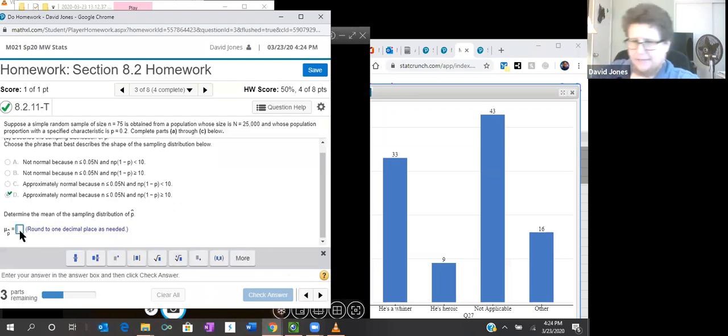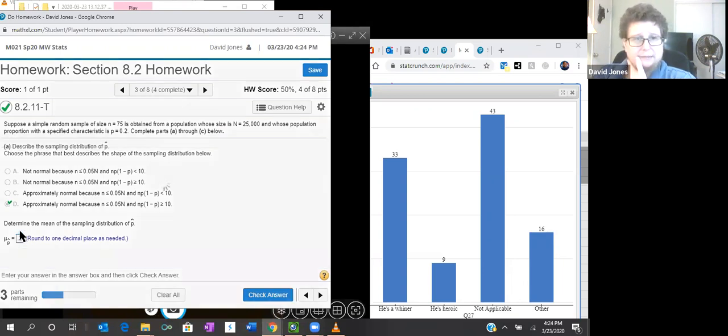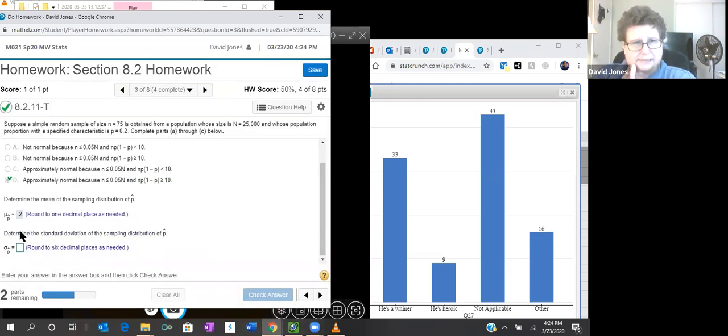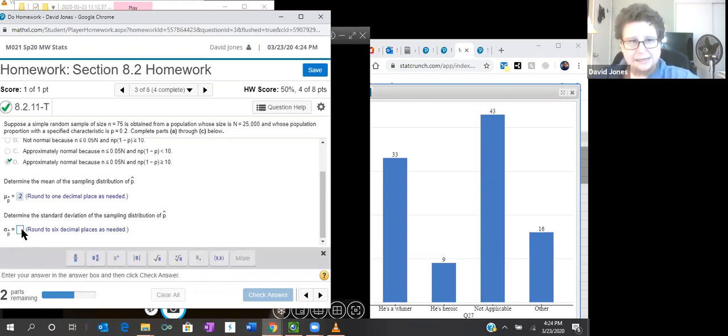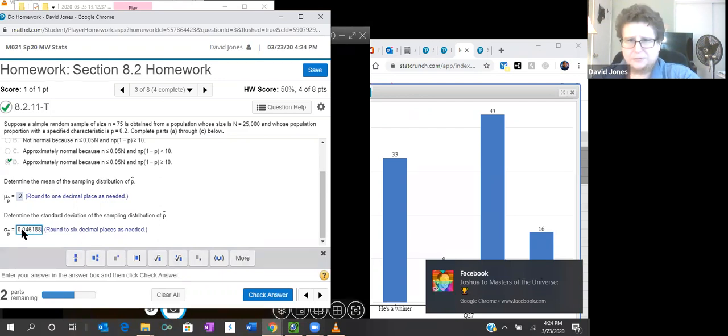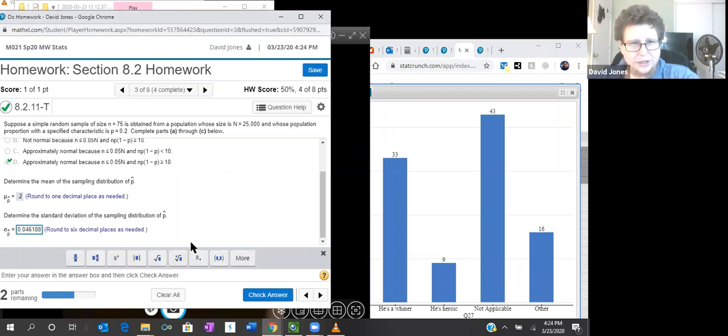Okay, so let's see what they asked us. We have that. That was just p hat, which was 0.2. And they want 6 decimal places. Wowzers. 0.046188, and the next decimal is a 0, so we're good there. That's 6 decimal places.